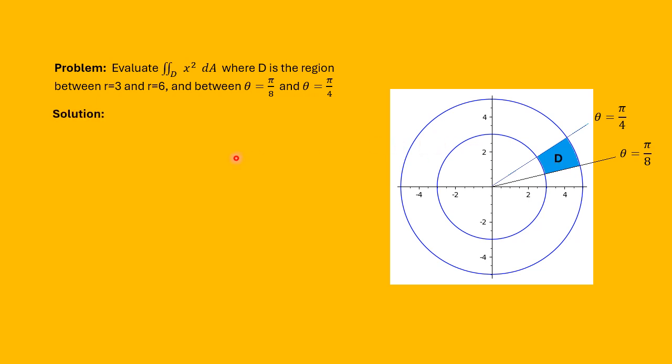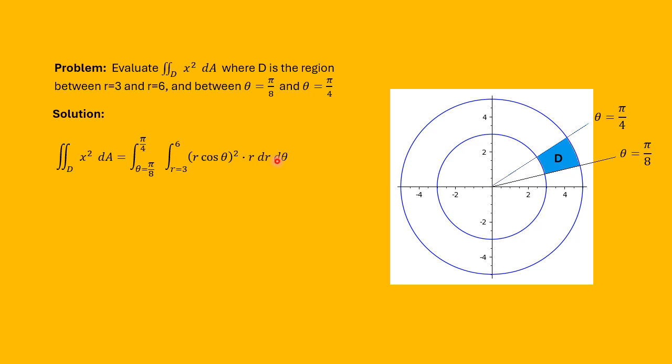So then our solution, the double integral over D of x squared dA, is going to be what? Well, theta goes from pi over 8 to pi over 4, and then for each value of theta in that range, r goes from 3 to 6. So the inner integral is r equals 3 to 6. X, remember, in polar coordinates is r cosine theta. So x squared is (r cosine theta) squared. The dA is replaced by r dr d theta.